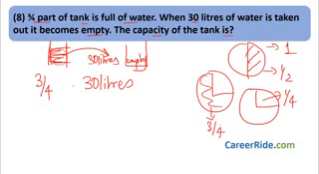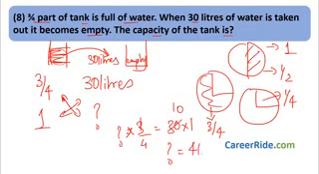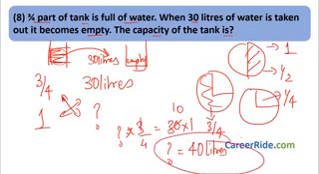So that way, if 3/4 tank is 30 liters, how much is the whole tank, right? Simply cross multiply. What do we get? We get x into 3/4 equal to 30 into 1, so x = 40 liters. So the capacity of the tank is 40 liters.